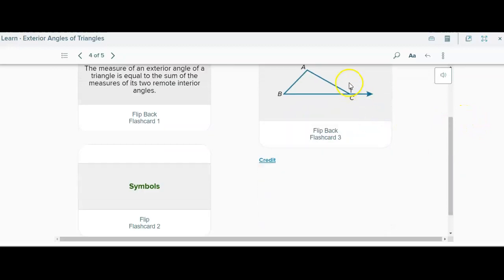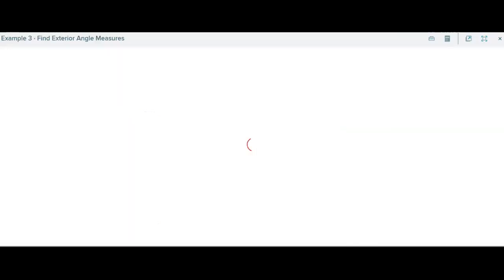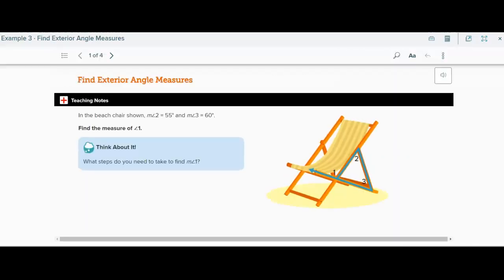So angle 1 here is equal to the sum of angles A plus B. So A plus B equals the measure of angle 1. And that's true for any triangle as well. So let's look at an example of finding angles. And again, you should be trying to check problems after each example as you're going here.